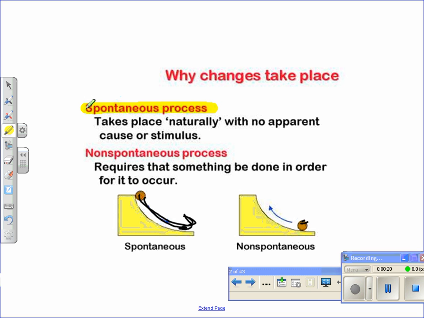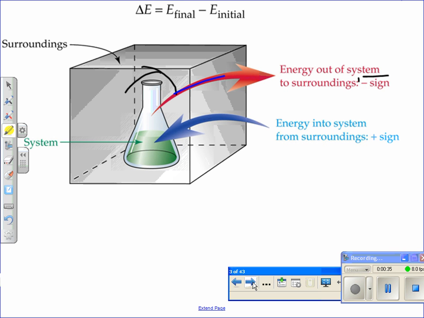The idea of spontaneity means that you're not adding any extra energy, like a ball rolling down a hill is an example of spontaneous. A ball rolling up a hill would be non-spontaneous. So we're basically not adding any extra stimulus or energy to make something spontaneous. Key things to keep in mind, endo and exothermic.